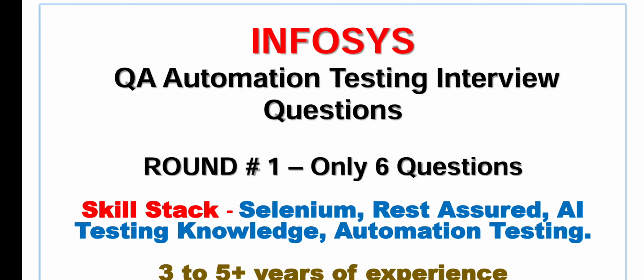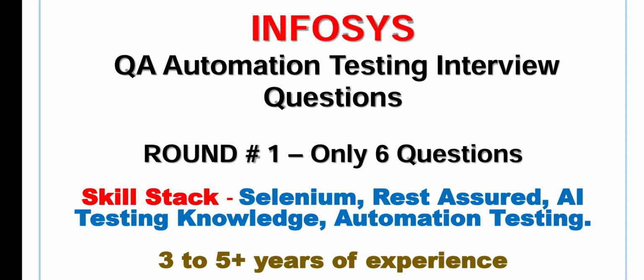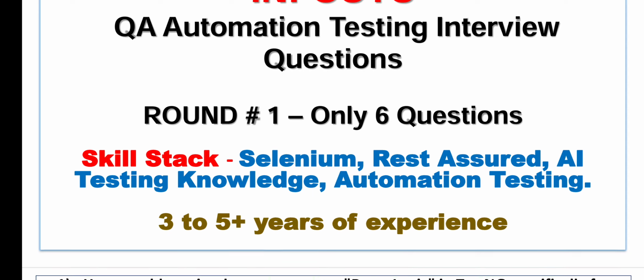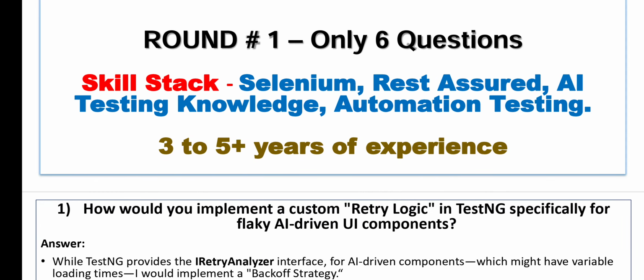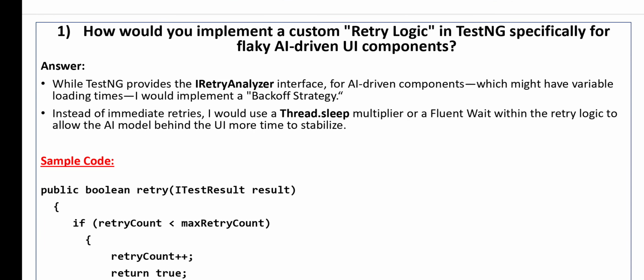Today let's discuss the very important AI specific QA automation testing interview questions. In round one, there are only six interview questions, and those are a bit tricky. The skill stack required for this job role is AI testing knowledge, Rest Assured knowledge, Selenium knowledge, and automation testing knowledge, with 3 to 5 plus years of experience. So this is the opening interview and has only six questions. Let me go through the questions and answers.